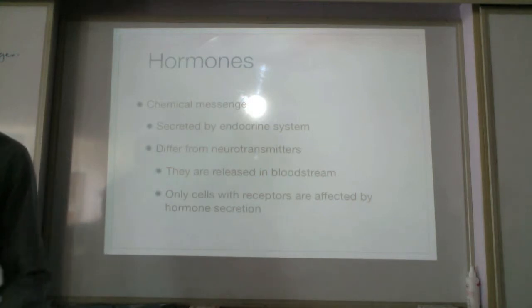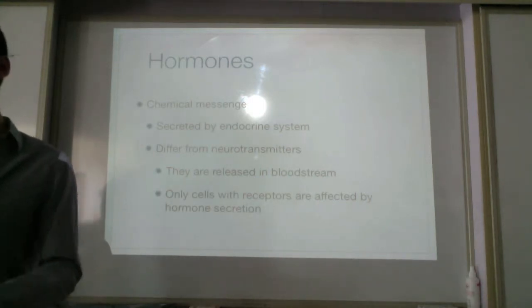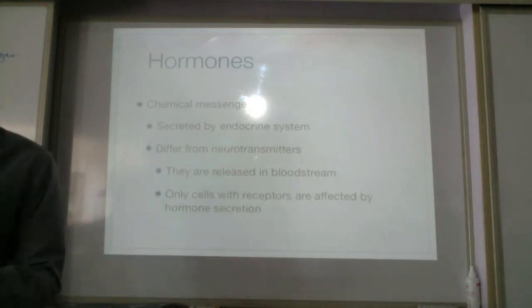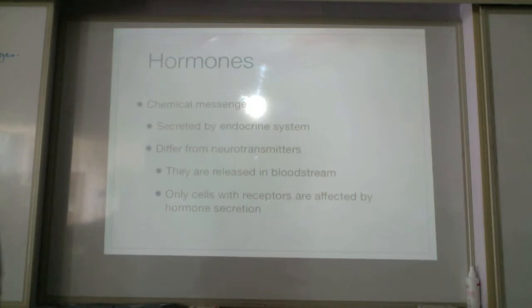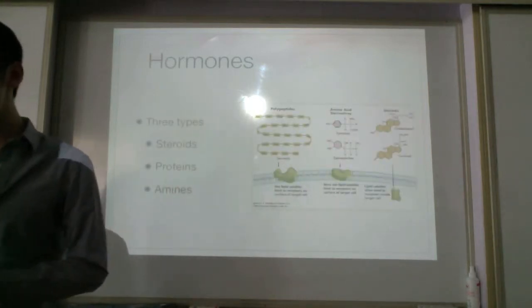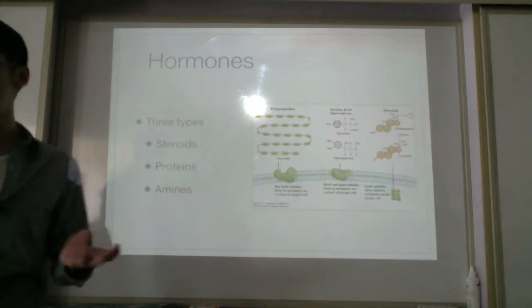Therefore, only cells with specific receptors for that hormone are affected by this hormone secretion. So there are three main types of hormones: steroids, proteins, and amines.